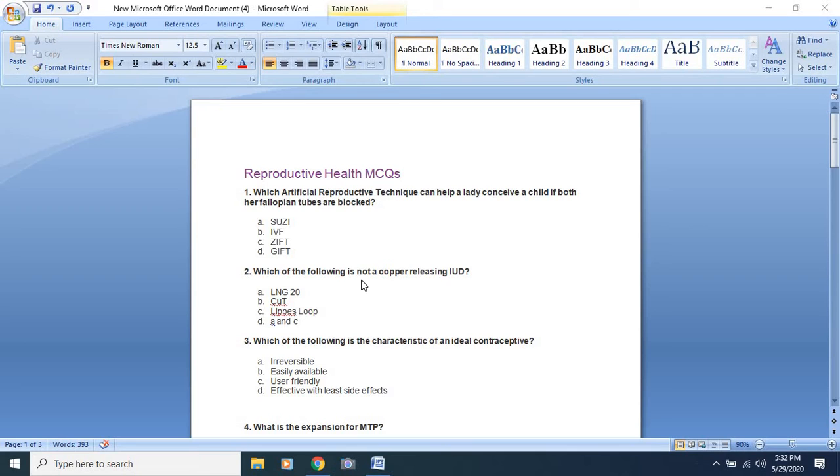Second, which of the following is not a copper releasing IUD? So we have seen all these particular examples in the different types of IUDs, and here the answer will be the D option, that is A and C, that is LNG-20 and Lippes loop. They are not copper releasing IUDs.